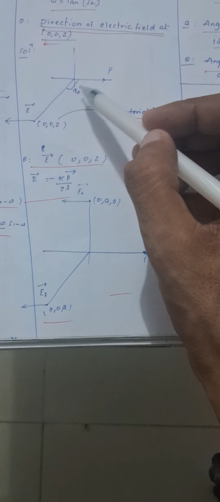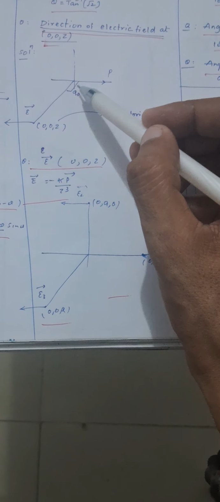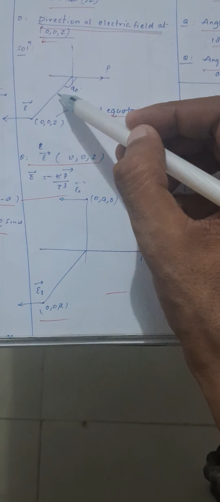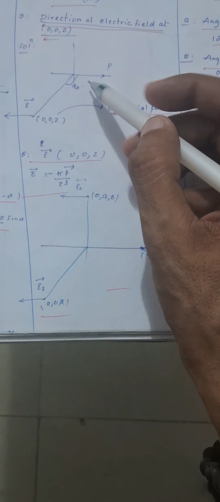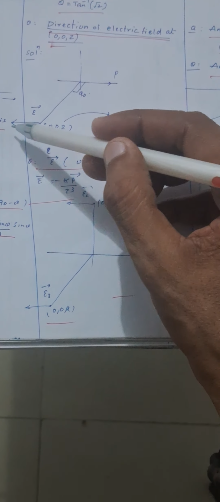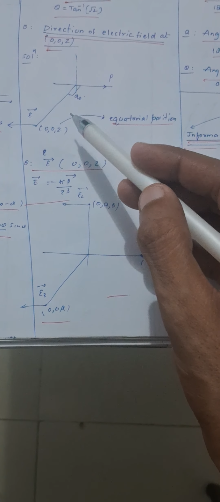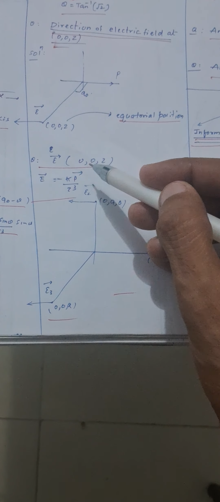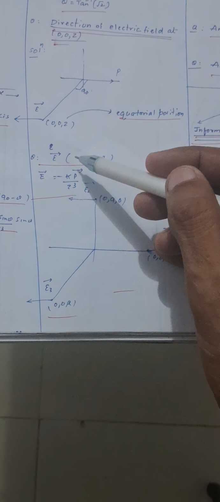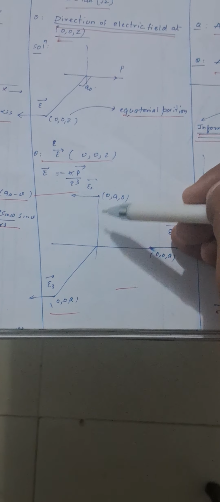Next we have the direction of the electric field at a certain point, let's say (0, 0, z). So we can say that (0, 0, z) will lie on the z-axis. So it will be the equatorial position for the dipole, and at the equatorial position the electric field is opposite to the dipole moment. So it will be like this, along minus of the x-axis we can say. Now another point is the actual value of the electric field. So we use the concept that it's kp by r cube. It's opposite to the dipole moment, so we can write minus kp by z cube.